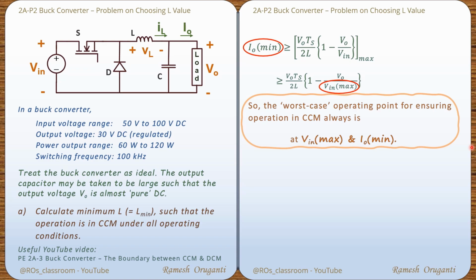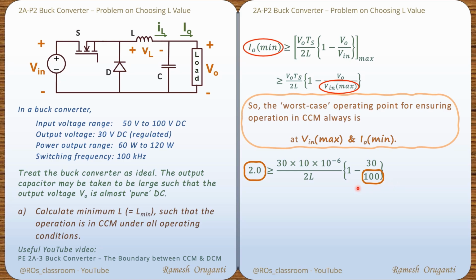V in maximum is 100 volts. So 2 amperes must be greater than V naught Ts by 2L times 1 minus V naught by V in max. We can substitute all the values except L. From this inequality, we can calculate the minimum L.